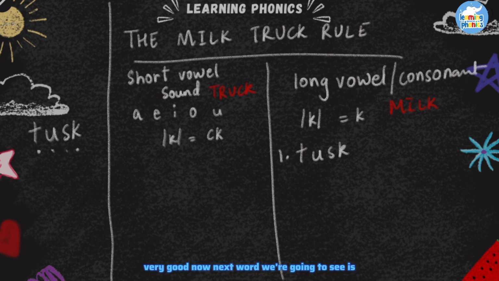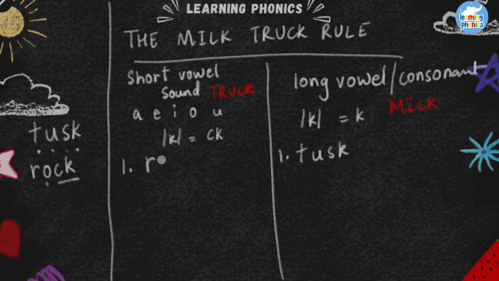Very good. Now the next word we're going to see is rock. What is the sound before k? O, k, o, right? Is O the short sound or the long sound? Yes, it is the short sound. So a short sound before the k sound is going to be followed by a ck, right? So we are going to put it under the truck rule, okay? So rock. See, simple as that.